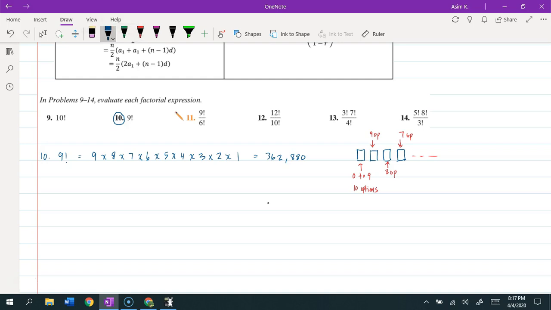And that's one of the uses of factorials, in case you were wondering, why exactly do we even have something like that? Okay, now let's try something different. Let's take number 14.